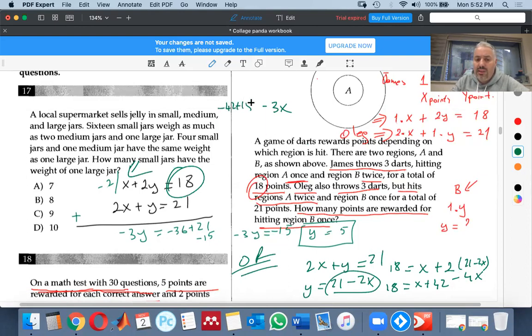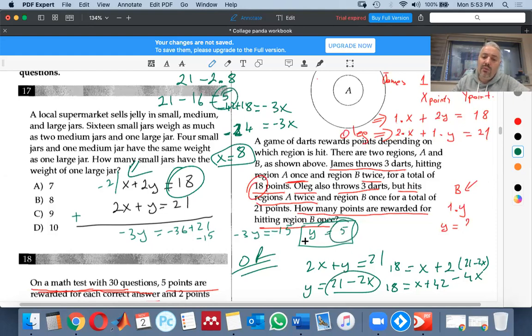So negative 42 plus 18. Negative 42 and 18, it will be 34. No, 24, right? Yes, negative 24 is negative 3x. So 1x is negative 24 divided by negative 3, only 8. When x is 8, what is y? Y is 21 minus 2 times 8, so 21 minus 16. What is 21 minus 16? 5. So you see, y is 5. That's it, finished. Different ways you can try, but elimination is better for the system.